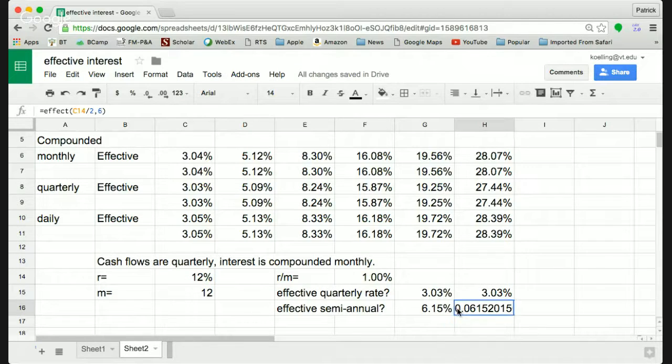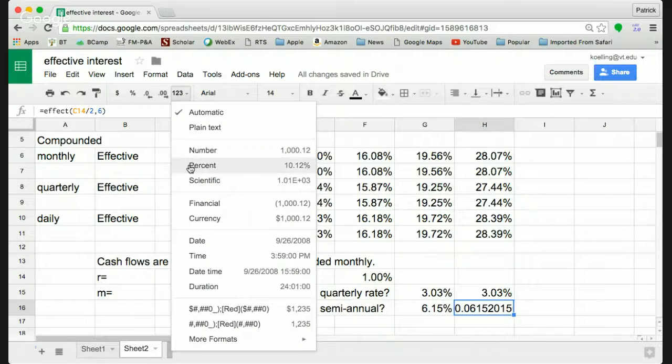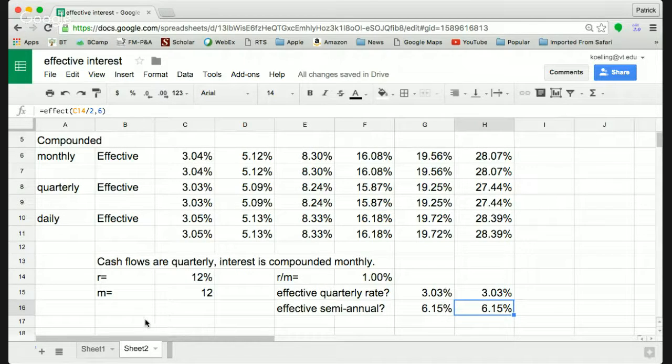And there we have the 6.15% effective semi-annual rate. If your cash flows are monthly, you would use 1%. If your cash flows are quarterly, you'd use 3.03%. If your cash flows are semi-annual, you'd use 6.15%. And if your cash flows were annual, you would use the 12.68% that we found back on sheet 1 as the effective interest rate, 12% compounded monthly, the effective annual interest rate.